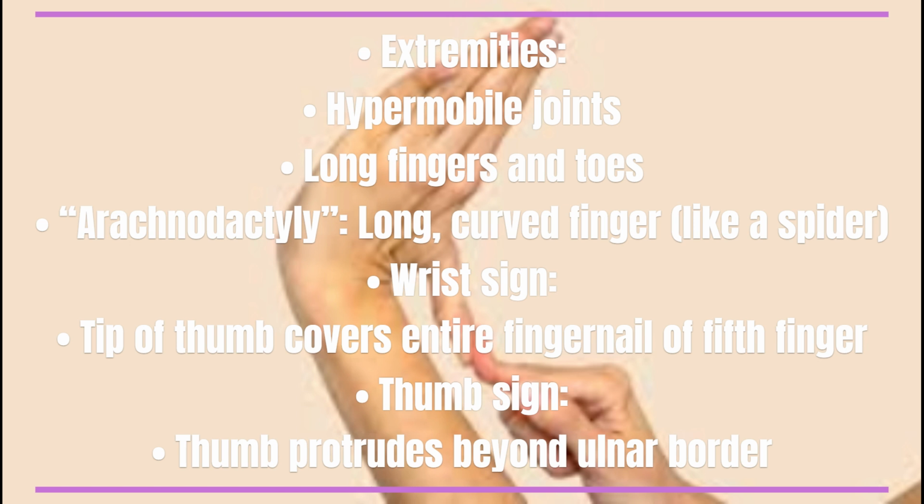There are two classic signs. First is the wrist sign: the tip of the thumb covers the entire fingernail of the fifth finger. Second is the thumb sign: the thumb protrudes beyond the ulnar border.